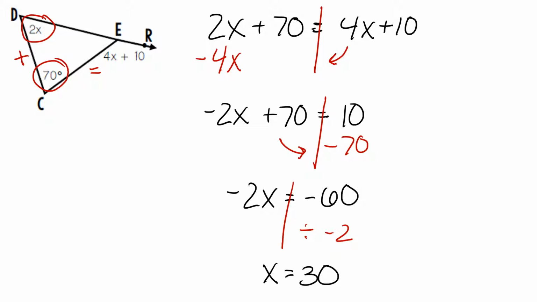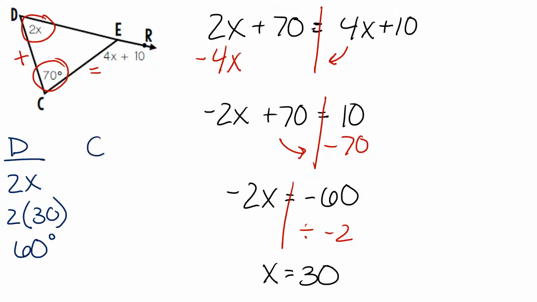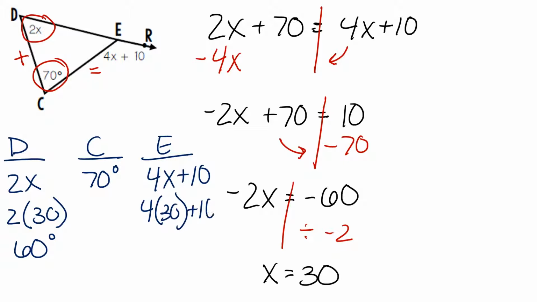However, we are not finished. We have to take that answer and plug it back into our problem. So for letter D, we have 2x. So we're going to do 2 times our answer, 30. 2 times 30 is 60. D is 60 degrees. C is already listed for us at 70 degrees. And the last one, angle E, 4x plus 10. Taking our answer 30, we do 4 times 30, which is 120, plus 10, which is 130.